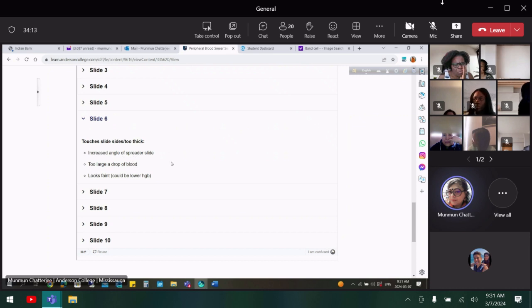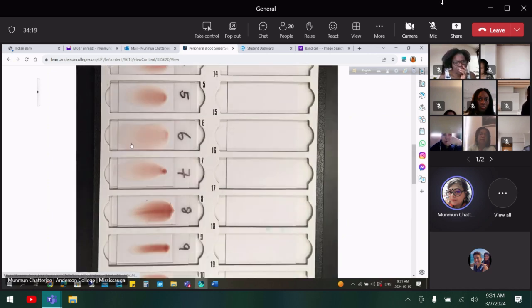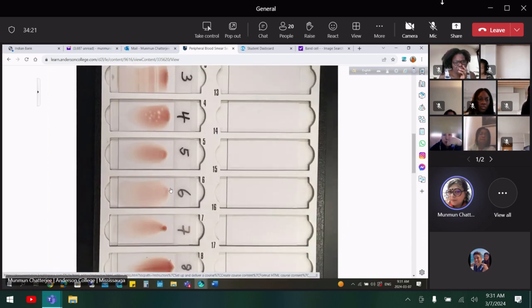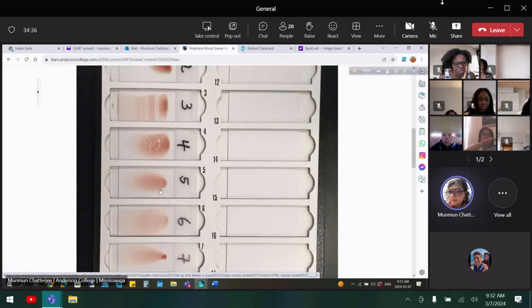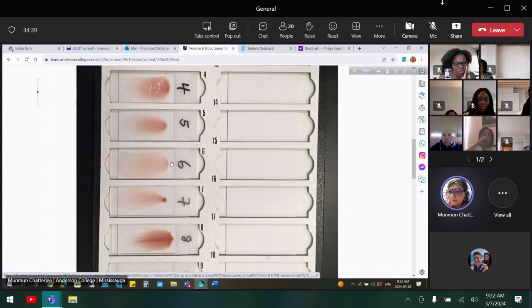Increased angular spread, too large a drop of blood, and it looks faint; it could be lower hemoglobin. Compared to this one, it cannot be lower hemoglobin because it didn't spread properly, and it is not tongue shaped. See this one, how it looks, the tongue shape here, no streaks or anything, no feather edge. But this one has probably been spread with too much pressure, uniform pressure, that's why it spread like this.